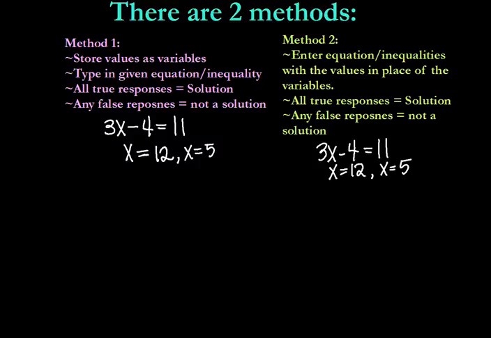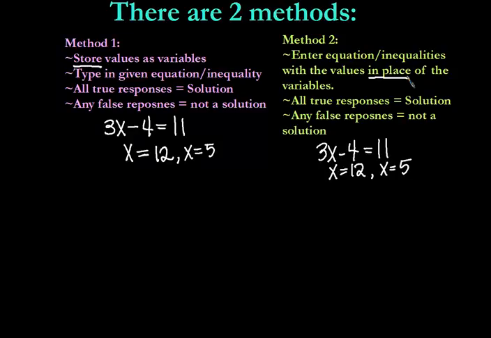The second method involves just typing in the equations, but substituting in the numeric values that you solved for to see if they are actually solutions or not. So over here in method 1, we're going to store some values as variables, and in method 2, we're just going to substitute those in place of the variables.